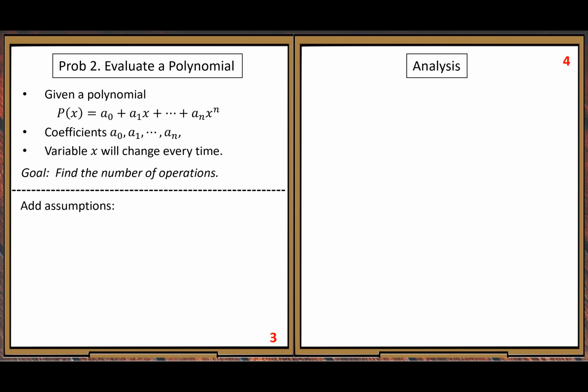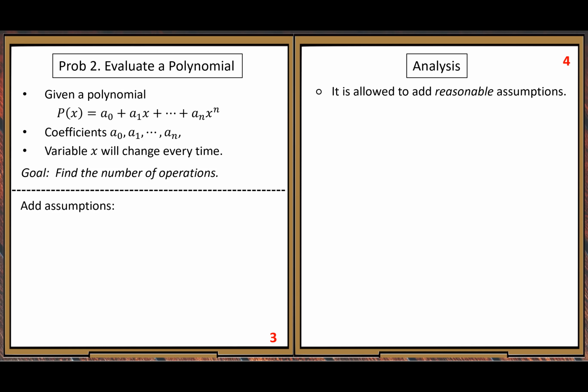So here, let's continue the analysis. Find the number of operations. Here we only have two operations, additions and multiplications. But we need to find those numbers, specific numbers. We don't want to talk about something vague. We want to talk about concrete things. So we need to find those two numbers.